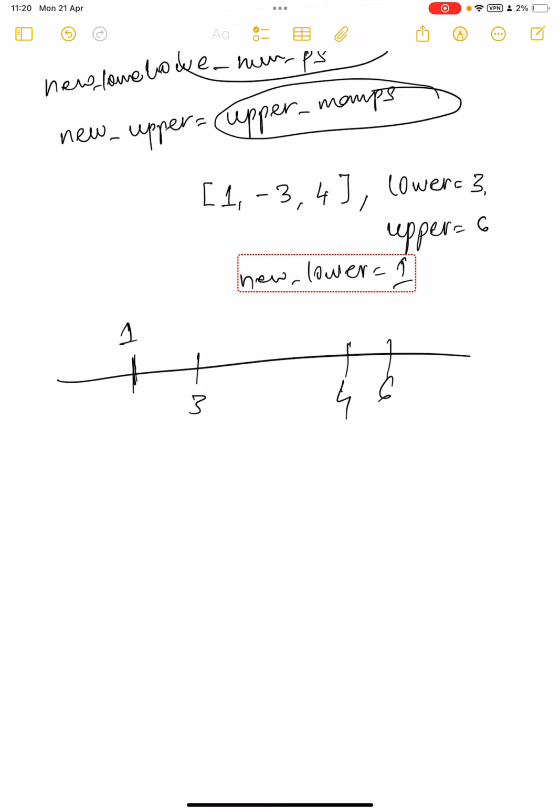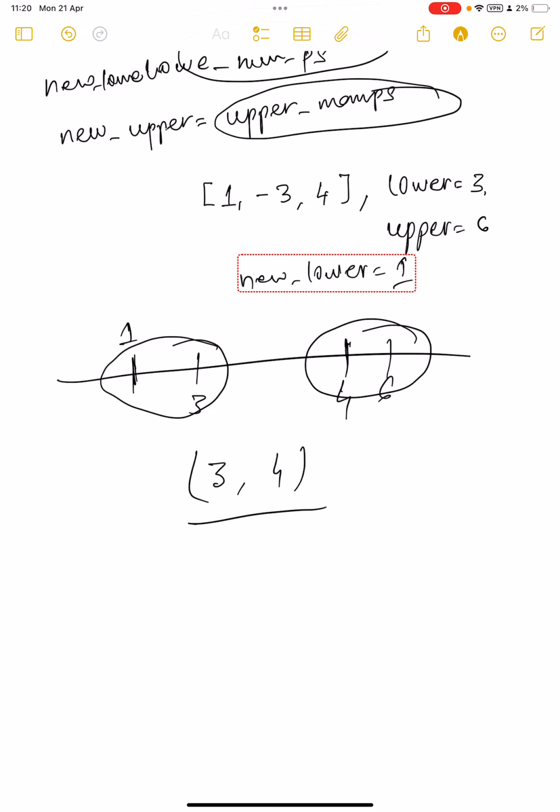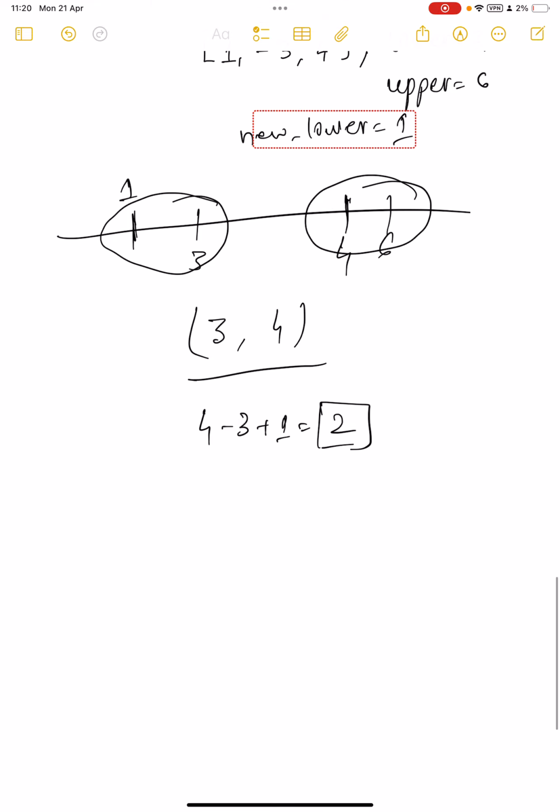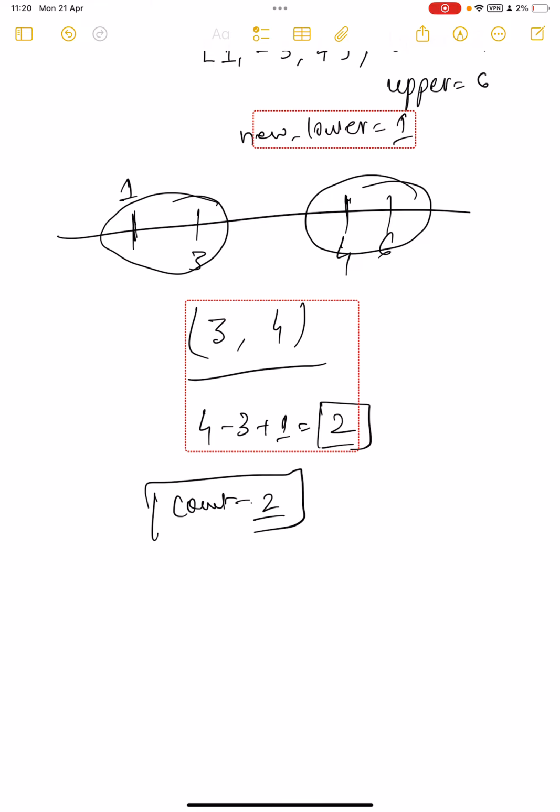Now to find the common numbers, I can just take the maximum of the lowers and the minimum of the uppers, which is 3 and 4. And if I do the difference of these two, which is 4 minus 3 plus 1, this will give me the final answer, which is 2. This is my valid answer.